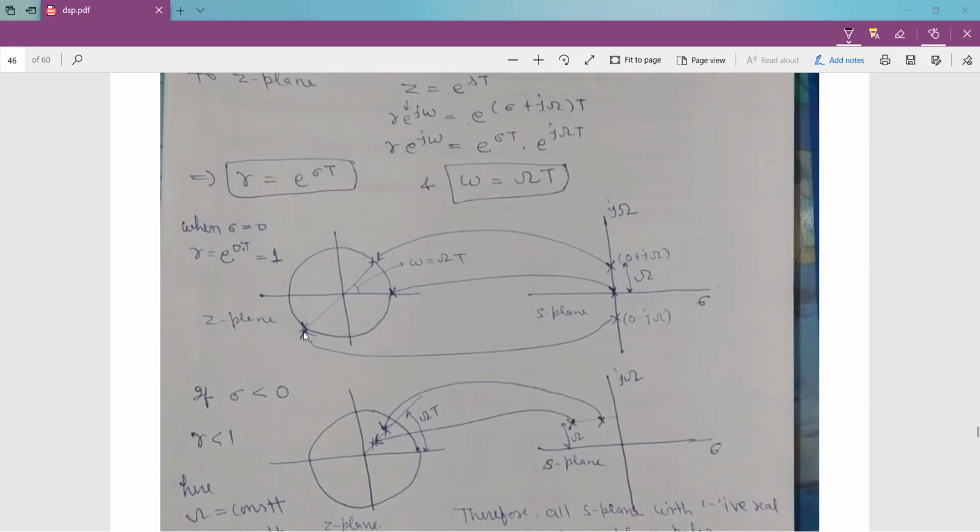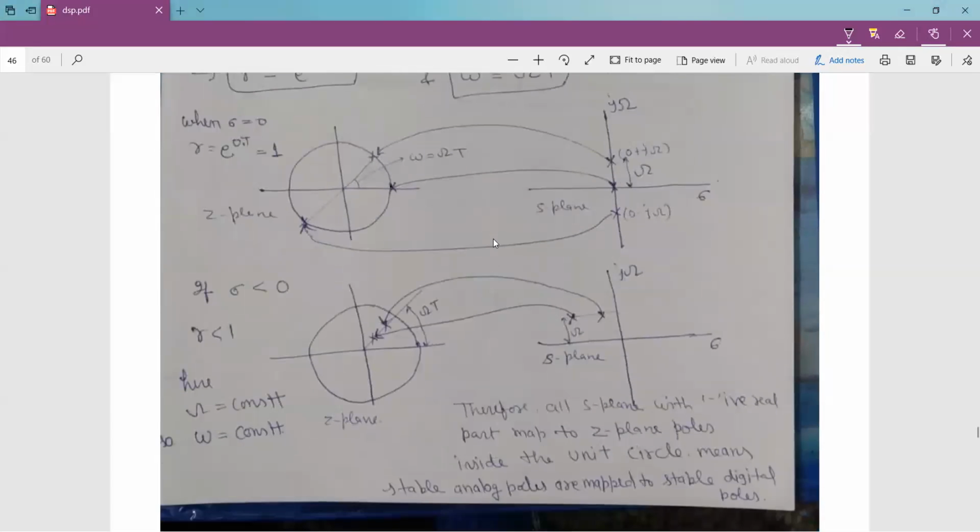So, the radius will be unity. On the unity radius circle, the pole location will be at minus capital omega t. If both sigma and omega are 0, it will be located on the unity circle at the 0 angle location, which means 0 digital frequency. In this way, you can see how the S-plane points are being mapped onto Z-plane points using the impulse invariant transformation method.